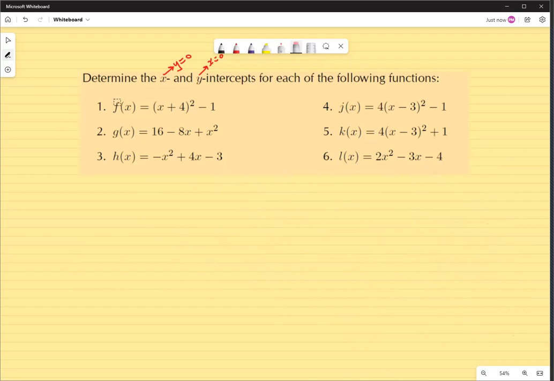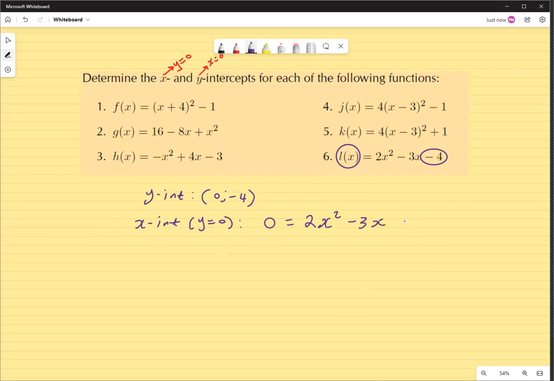On 6, I can easily see that my y-intercept is going to be the coordinate (0; -4) because we have a standard form. So c is your y-intercept, remember. Awesome. Now we're going to do the x-intercept. For the x-intercept, we make y 0, remember? So this part becomes 0. So we're going to have 0 equals 2x squared minus 3x minus 4.